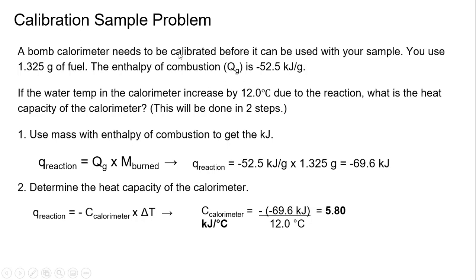Let me start again. This is QG. You're going to have to solve for it. It's in kilojoules per gram. But that's not what the problem is asking. I jumped ahead. It's going to be the heat capacity of the calorimeter. So if the water temp in the calorimeter increased by 12 degrees Celsius due to the reaction, what is the heat capacity of the calorimeter? I put this in parentheses. This would normally not be given to you, but you should immediately know, okay, I have to do 2 steps because I'm giving a lot of information here.